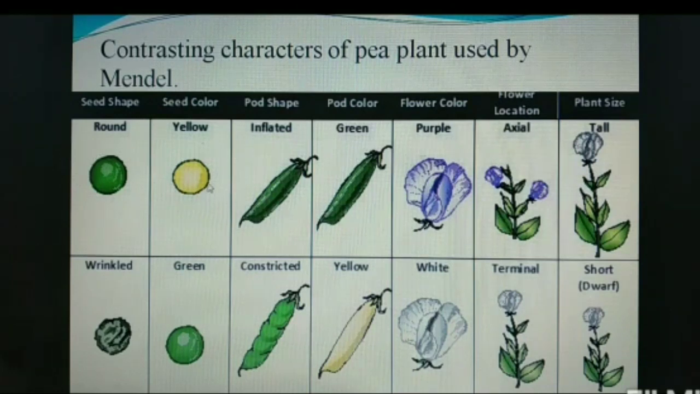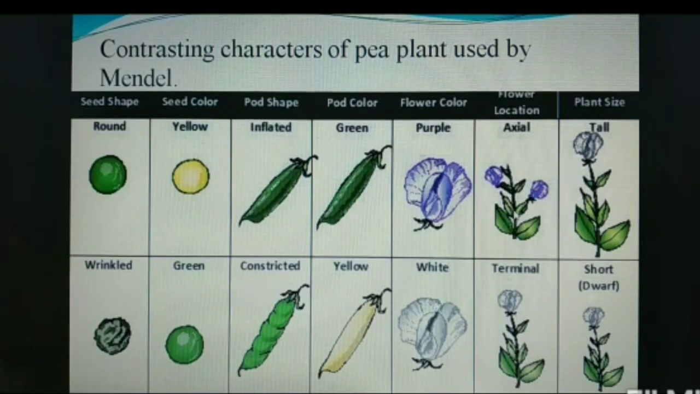And the seed color, some are yellow, some are green. In pod shape, some are smooth or inflated, some pods are constricted. In pod color also, some of the pods are green in color and some are yellow in color. Flower color, some pea flowers are purple, some are white. In flower position, some are axial in position, some are in terminal position.